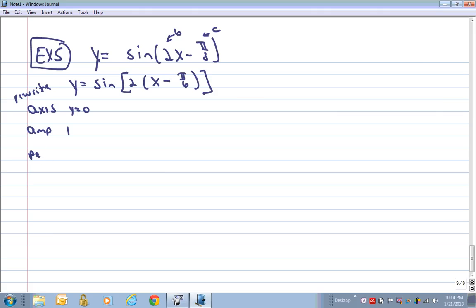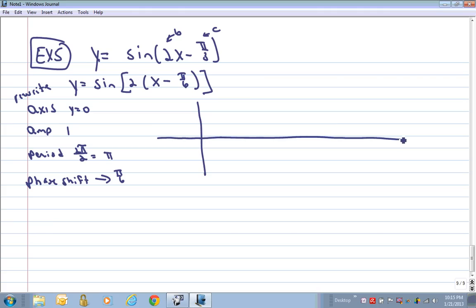So the period is now going to occur between, well, it's 2 pi over 2, or pi. So between 0 and 2 pi, or a distance of pi. And then we have a phase shift of right pi over 6. Let's draw our graph, and then we're going to create a table to help us find what critical values we need. So here's our axis, here's 1, here's -1, this is our highway.